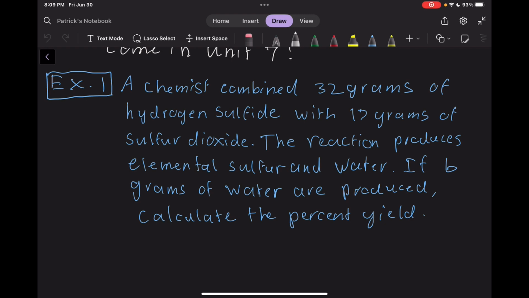Example 1 says, a chemist combined 32 grams of hydrogen sulfide with 17 grams of sulfur dioxide. The reaction produces elemental sulfur and water. If 6 grams of water are produced, calculate the percent yield.